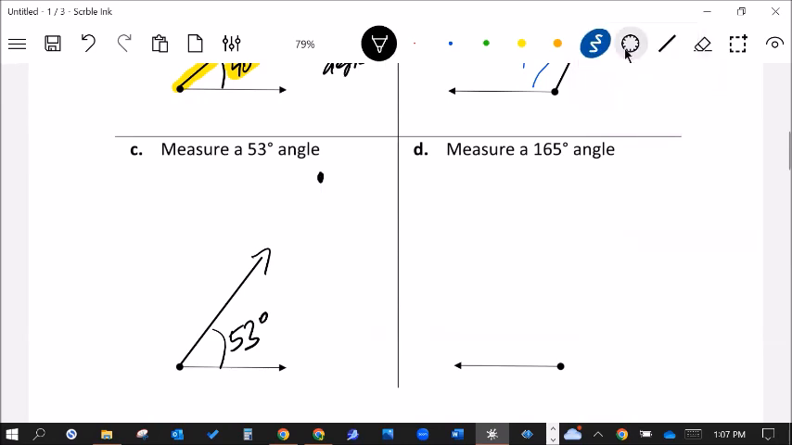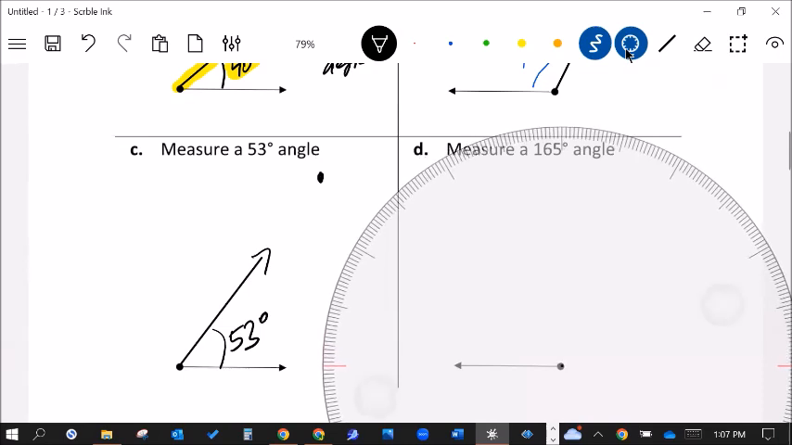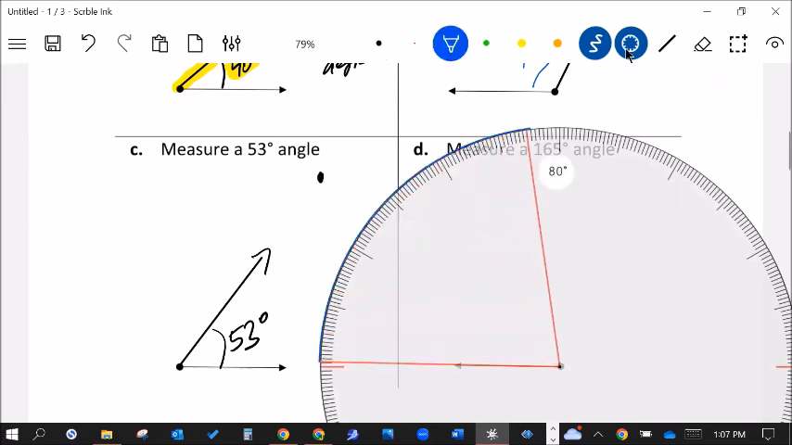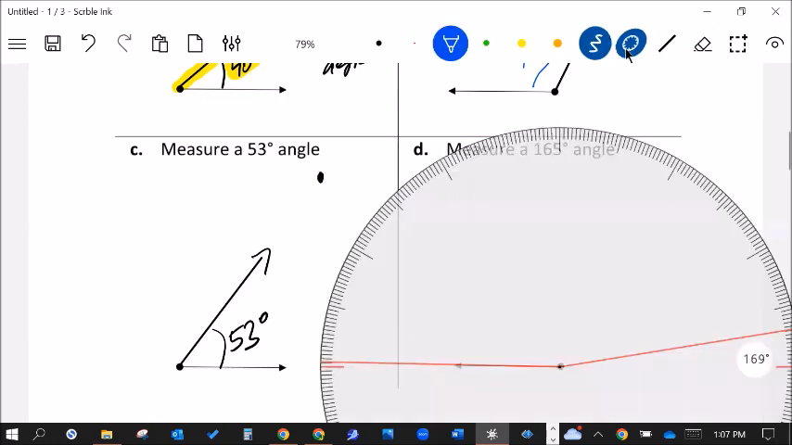Protractor here. And put the center here. Okay. And measure 165 for it. Okay. 100. Wow, this comes around. Oops, and I went too far. So I need to actually just get rid of it and do it over.